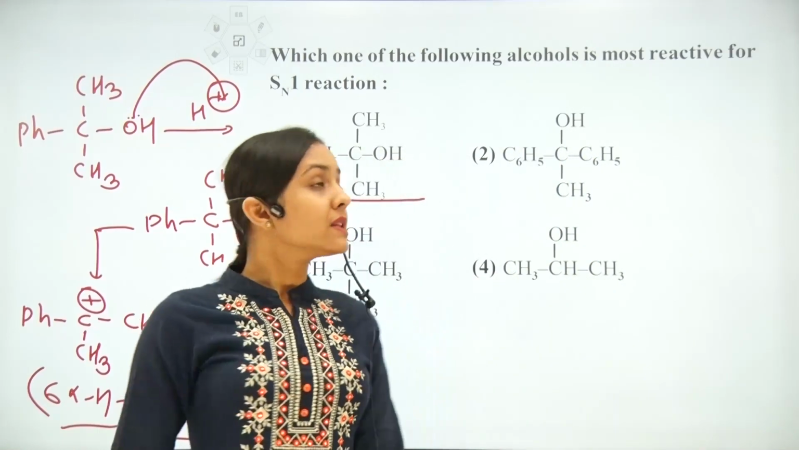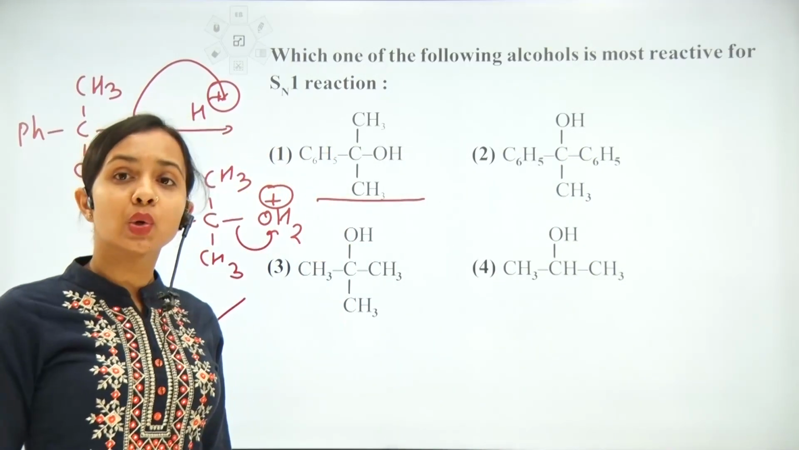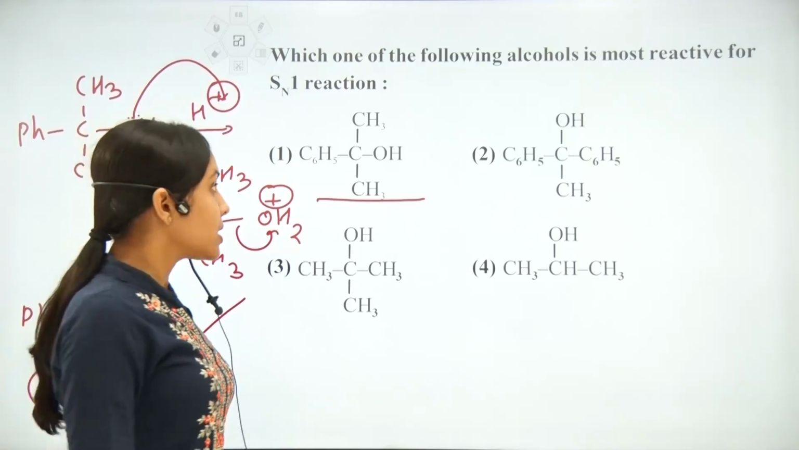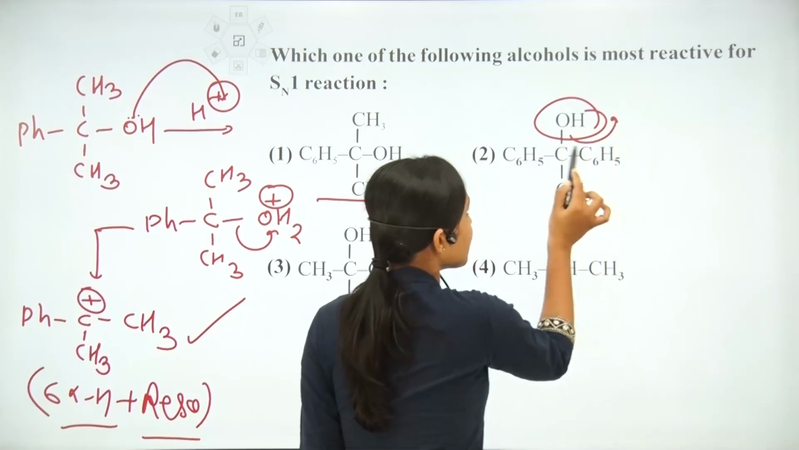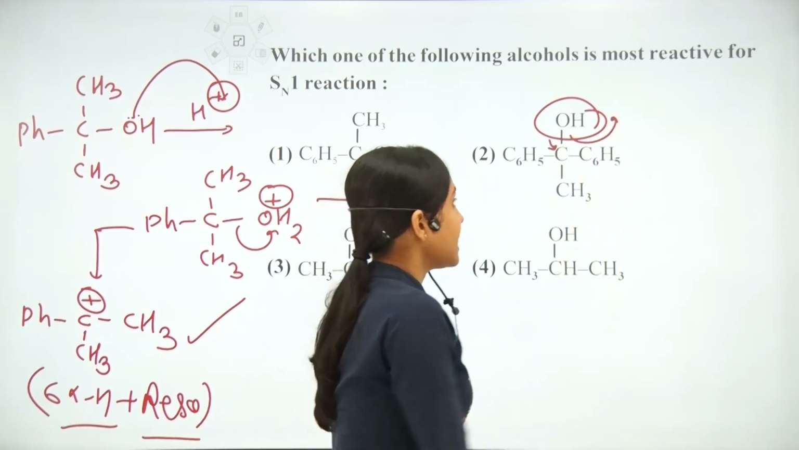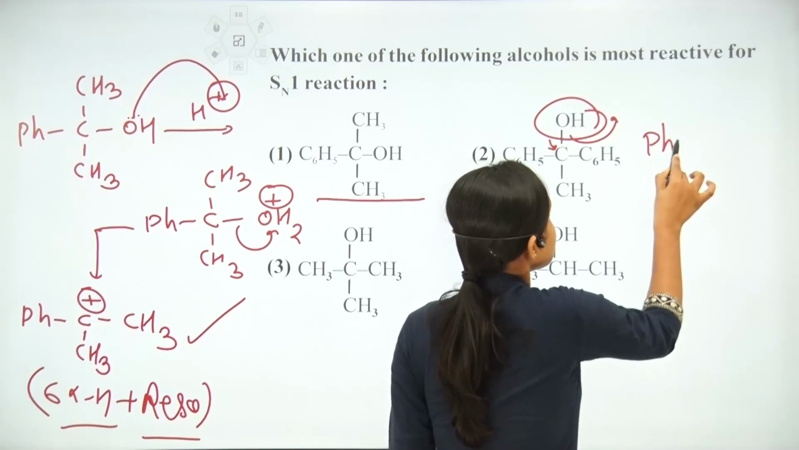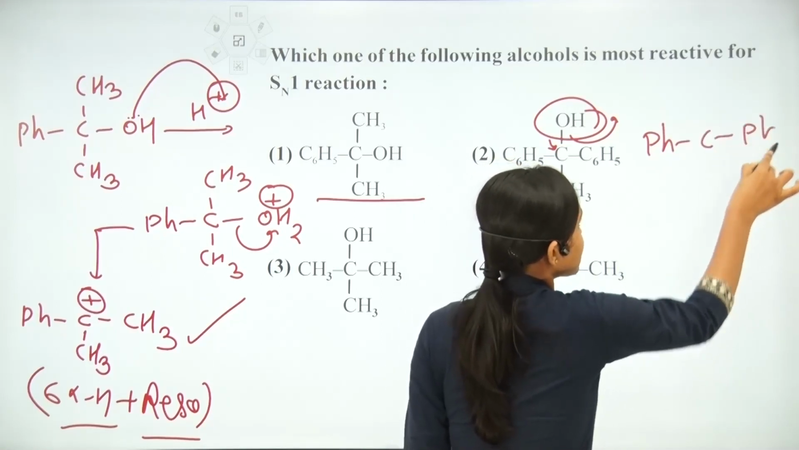So now when this second alcohol undergoes the SN1 reaction, first of all this OH will get protonated and it will leave, and a carbocation will form at this carbon atom, right? So this is our intermediate of this reaction.